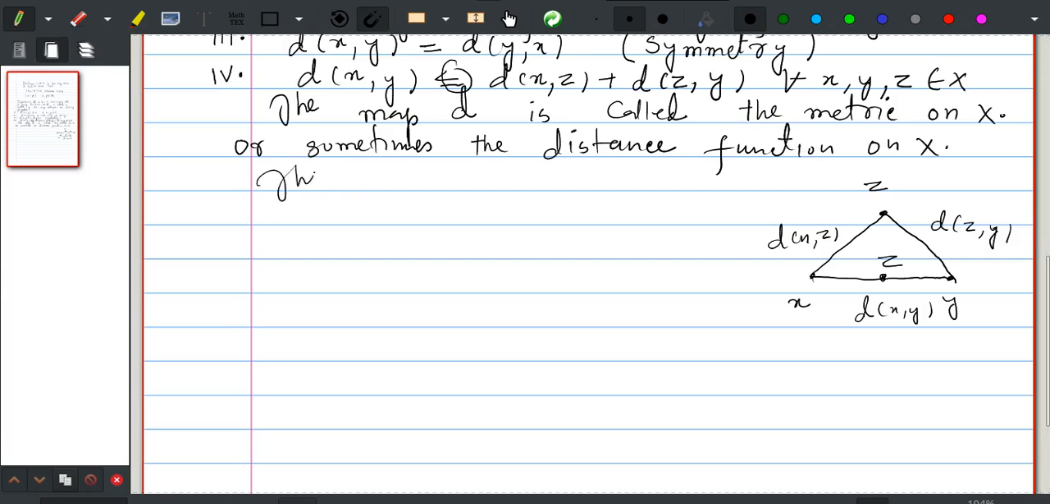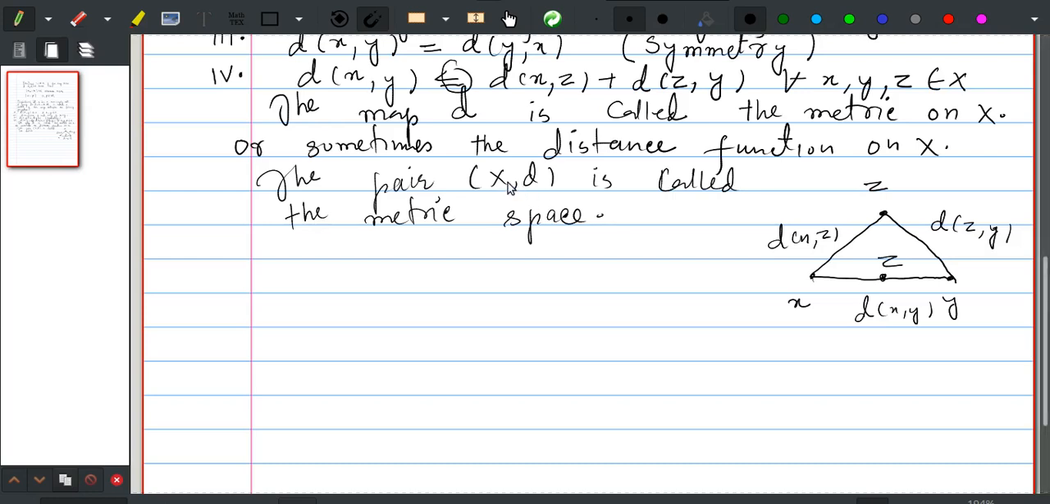And the pair (X, d) is called a metric space, or we say X is a metric space equipped with metric d. So first of all, we must note something over here.